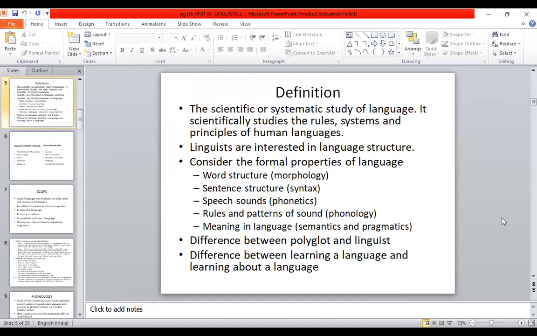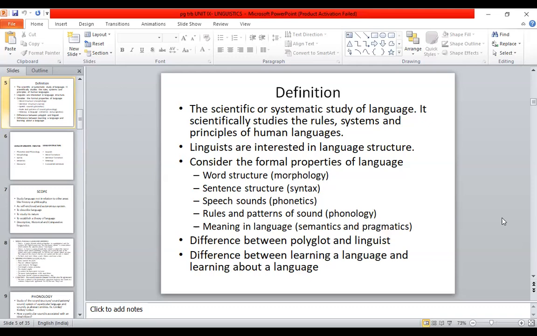is nothing but syntax. The speech sounds, the sounds related to speech, are called phonetics. Rules and patterns of sounds are called phonology. So the difference between phonology and phonetics, you'll have to know. Phonetics is just speech sounds. Okay, that's a system. Phonetics is a system in which you have to produce sounds.